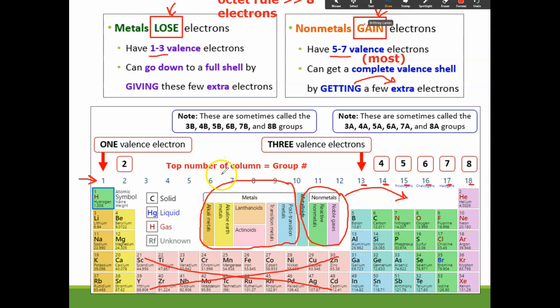All right, and again, that should help you identify what group it is in, and whether it is probably going to be a metal, where it only has a few, 1, 2, or 3 valence electrons that it wants to lose, or a nonmetal having 5, 6, or 7 valence electrons where it wants to gain electrons. All right, so at this point, we should be able to do the next few questions.